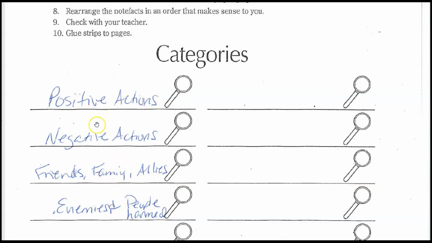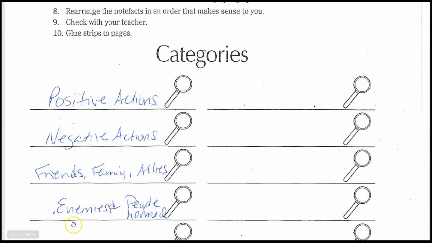So I have positive actions, negative actions, friends and family and the allies, and then enemies and the people harmed. Now, it could be that you put the enemies and people harmed in with negative actions. You could put all the actions together. Again, how you do these categories really just depends on what you found. Okay, so you're going to list them here on this sheet.